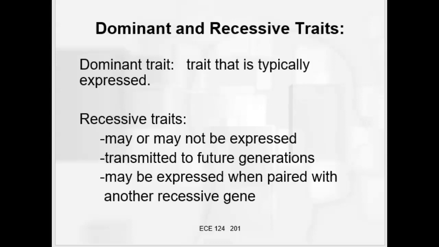As far as dominant and recessive traits, typically dominant traits are the traits that get expressed, and recessive traits may or may not be expressed. We're all carriers of a lot of genetic material that is passed down from generation to generation. And it may be expressed if it is paired with another recessive gene.